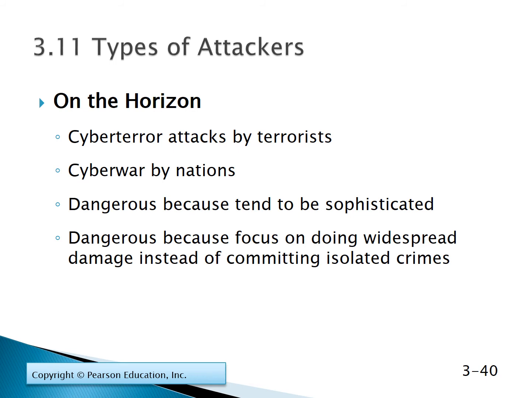The government or the terrorist hackers are experts, so they are very sophisticated. Also, they are dangerous because they focus on doing widespread damage instead of committing isolated crimes. They may be trying to damage your whole country's infrastructure, or damage large websites, hack into large banking systems, power plants, or large government websites, trying to have larger impact. So normally these kinds of attacks are difficult and we need to be careful.